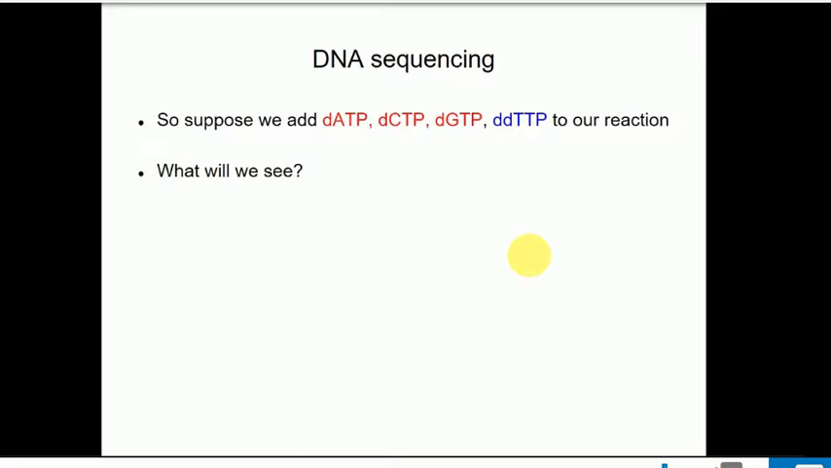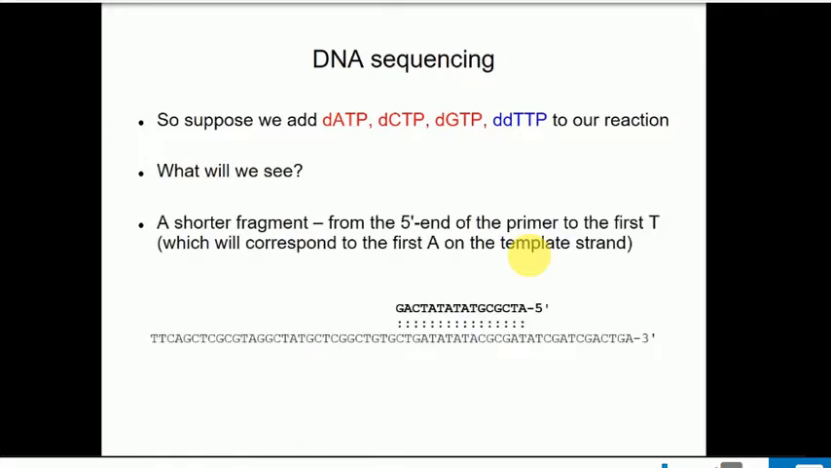Well, I'll answer the question for you because it's so obvious. You're going to get a band again, but it's going to be shorter because it's going to terminate the first time it sticks in that T, which will correspond to the first A on the template strand. So here's our primer. We start to synthesize our DNA strand very happily, but then we stick in a T there because there's an A there, and that strand will stop at that point. It can't go any further because there's no free 3' hydroxide. Okay, so if we ran that down a gel, we'd see a shorter band.